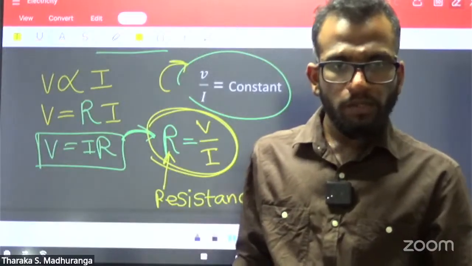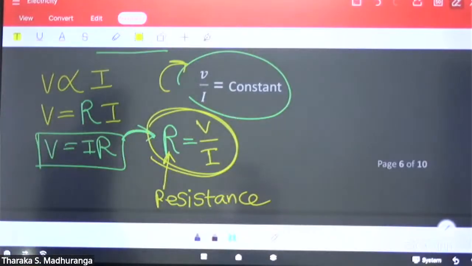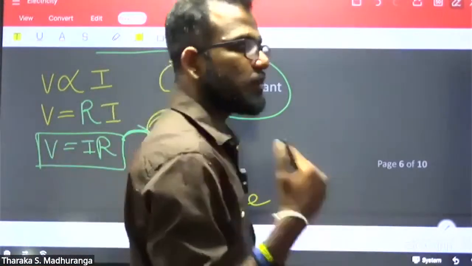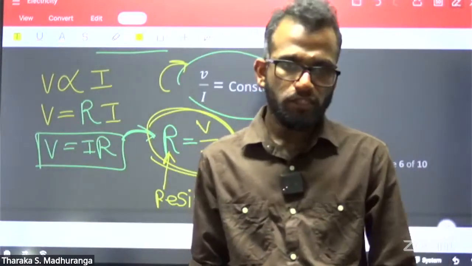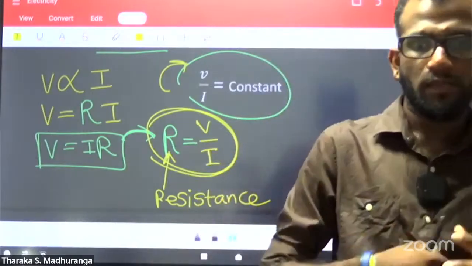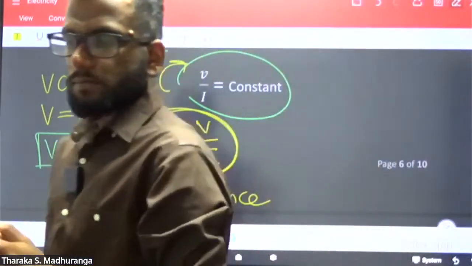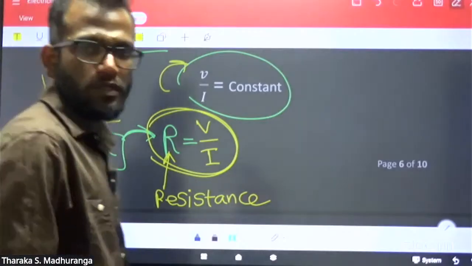Did you get it? The resistance is a factor that depends on the matter type. It is a constant that depends on the matter type, same as the previous question's relationships. Understood? Listen to me.